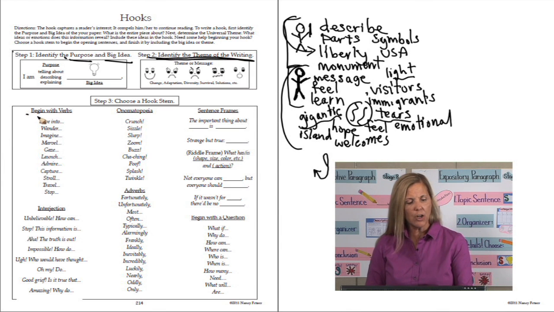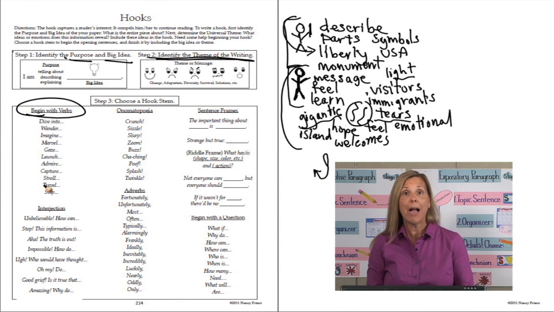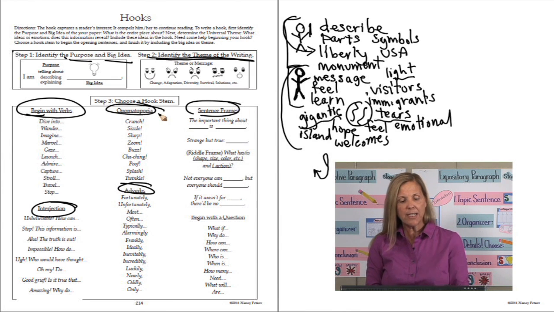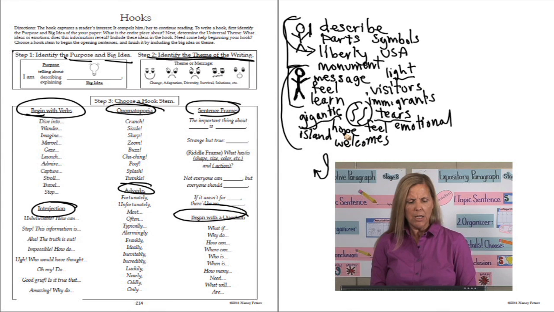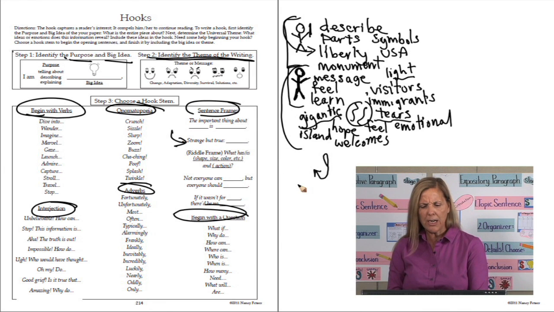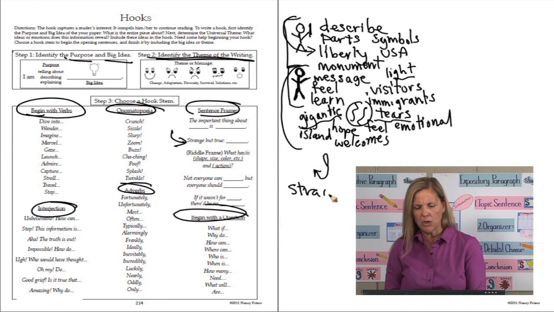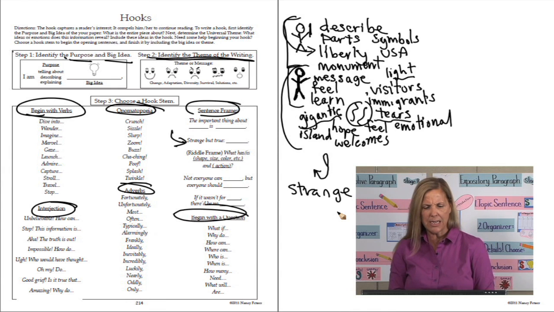I could begin with a verb. We have all these different types of verbs here that could start a powerful sentence. I could begin with an interjection, with a sound effect, onomatopoeia, with adverbs. I could have a sentence frame, or I could have a question that I could ask. So I'm looking at all this information. Let's start with the sentence frame. How about strange but true? So I have strange but true. Maybe I'll just write strange here and then finish up my idea.